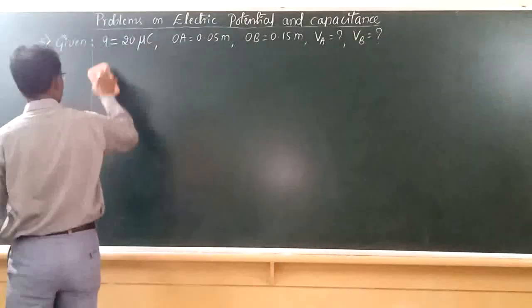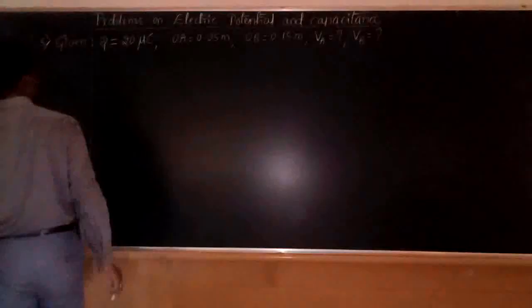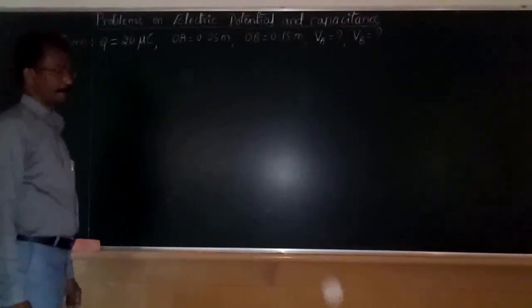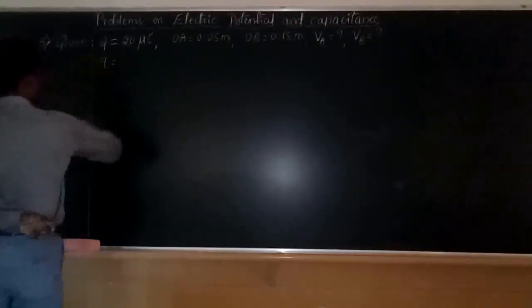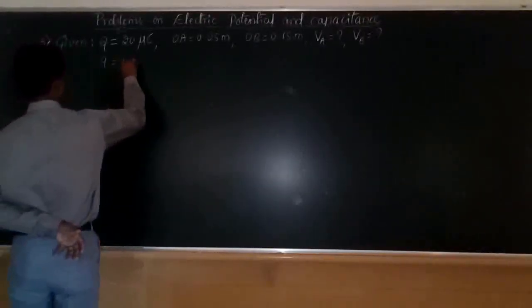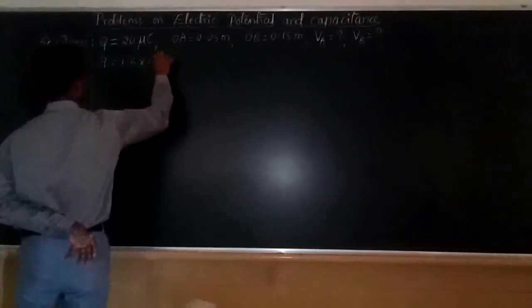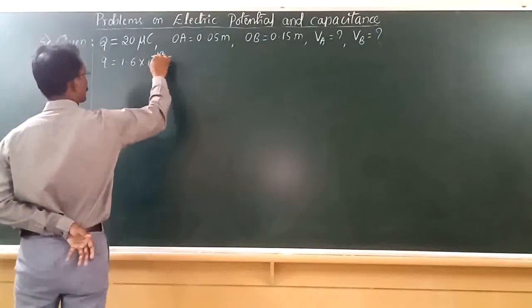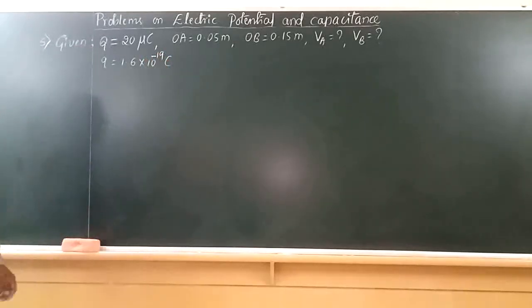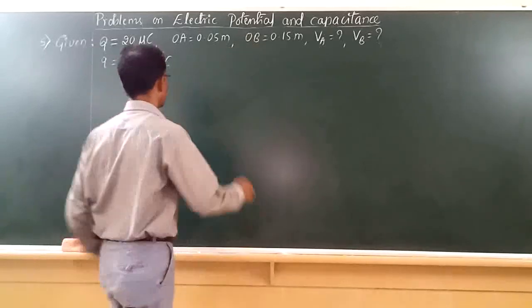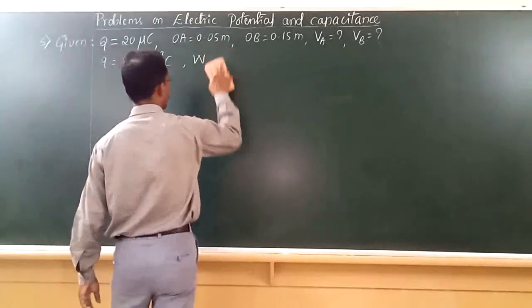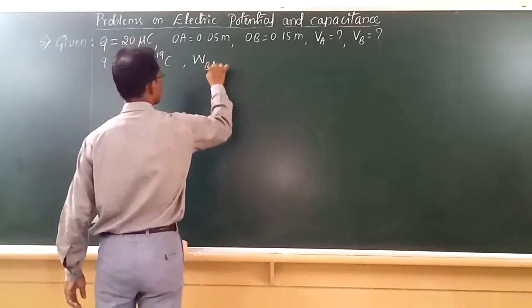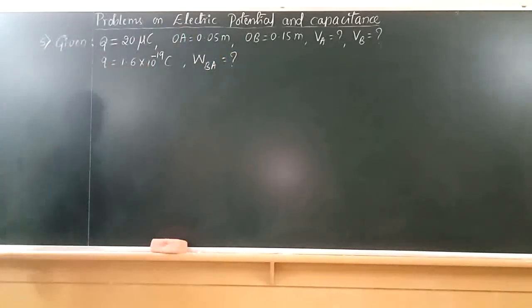Take this charge as capital Q. Another charge, take it as small q, it is 1.6 × 10⁻¹⁹ coulomb. 1.6 × 10⁻¹⁹ coulomb is moved from point B to point A. Find the work done to move a charge from B to A.